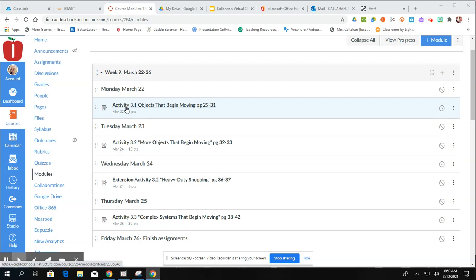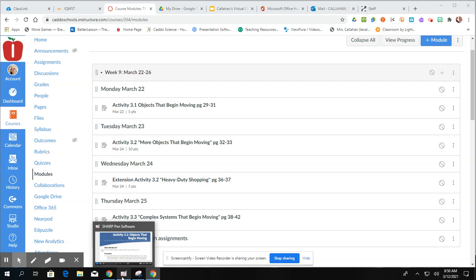Today we are going to complete activity 3-1, objects that begin moving. This assignment is on page 29 and ends on page 31. If you have your science workbook, you can complete the activity in the workbook. If you do not have your science workbook, please complete this assignment in Kami and submit for grading. If you have your science workbook, please open to page 29. If not, please click the link, activity 3.1.